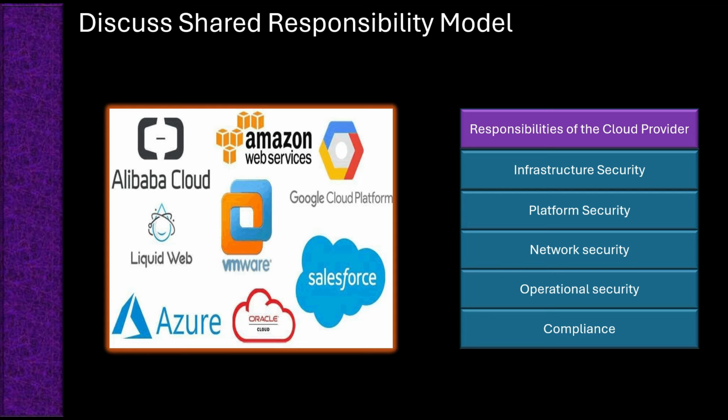In short, cloud providers are responsible for creating a secure foundation for their customers by safeguarding the physical hardware, infrastructure, and networks, maintaining operational integrity, and ensuring compliance with industry standards. These measures allow customers to focus on securing their applications, data, and workloads while relying on the cloud provider to deliver a robust and secure environment.